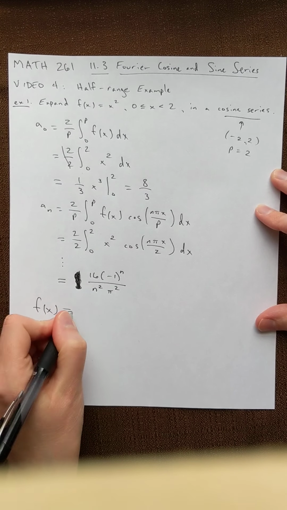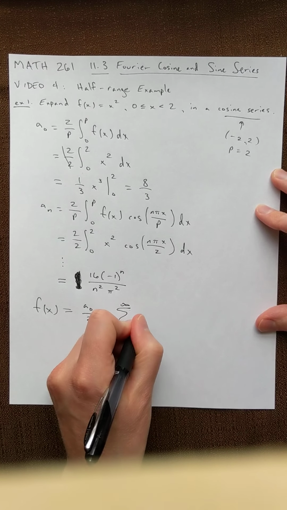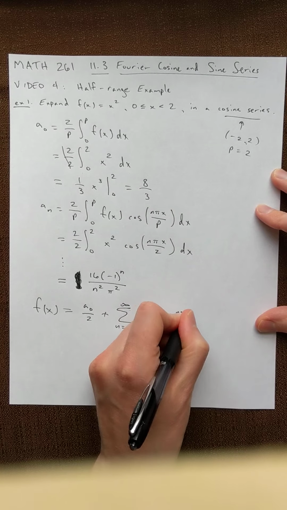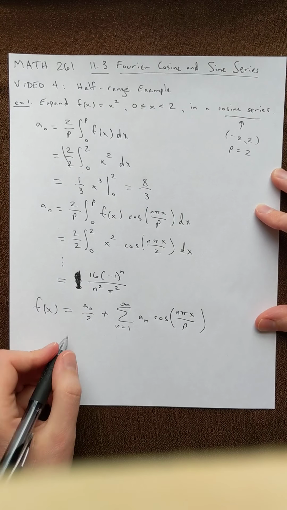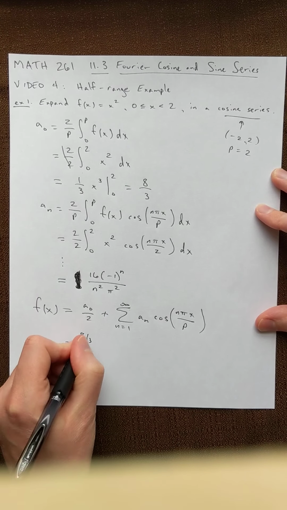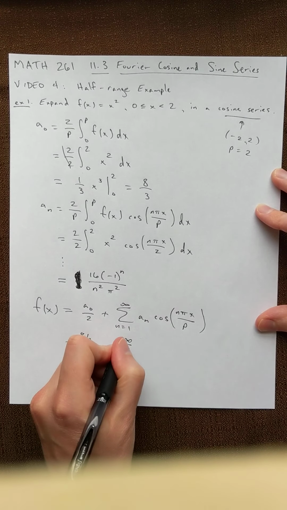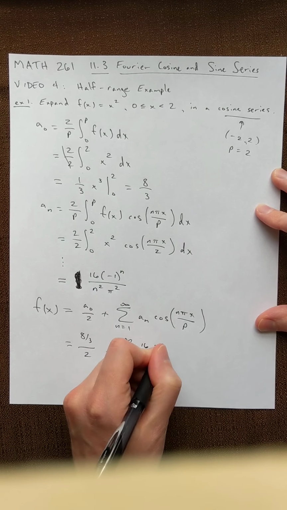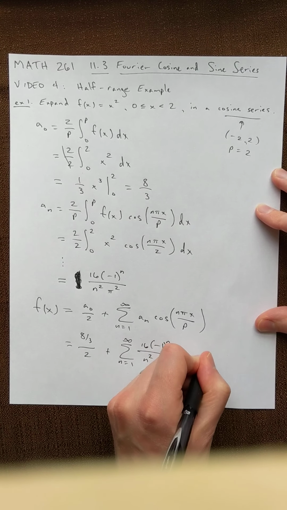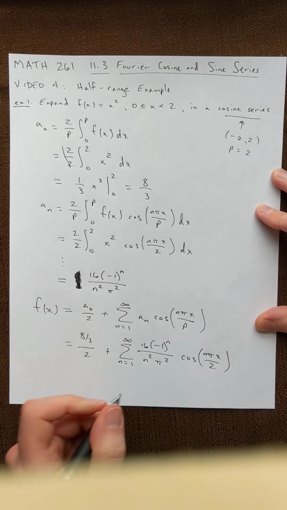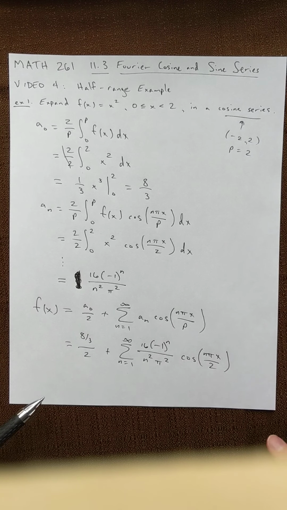Okay, so then we plug that into our Fourier series. F of x is equal to a0 over 2 plus the sum, n equals 1 to infinity, an cosine n pi x over p. We don't need signs because we're finding a cosine series. So a0 is 8/3. We divide that by 2, and then plus sum, n equals 1 to infinity, an, which is this fraction we found for the previous integral, and so we get some kind of answer. And maybe there's some simplification that can happen, but I'll just leave it at that for now.